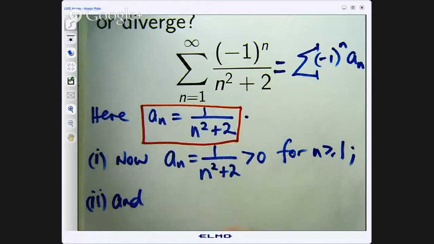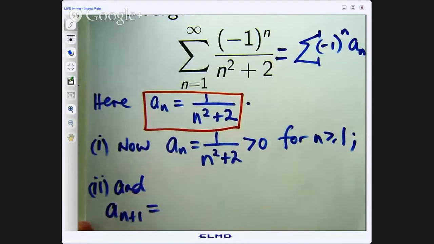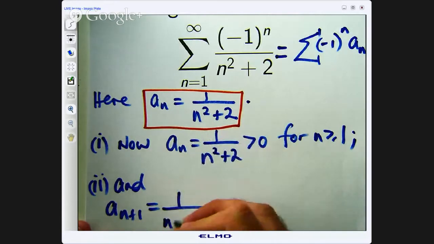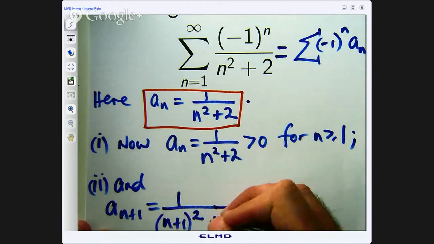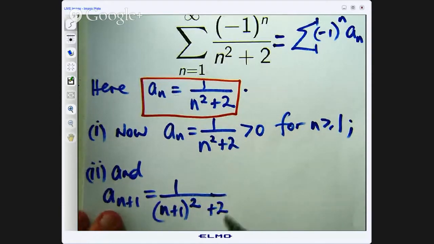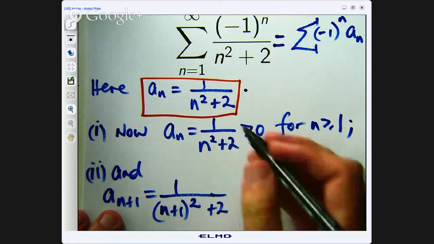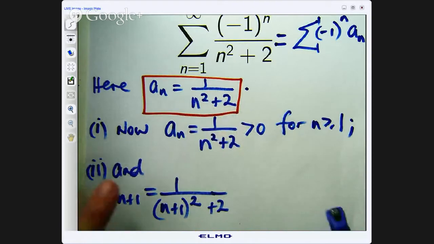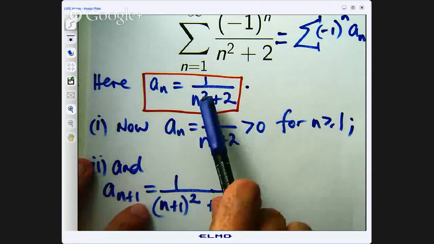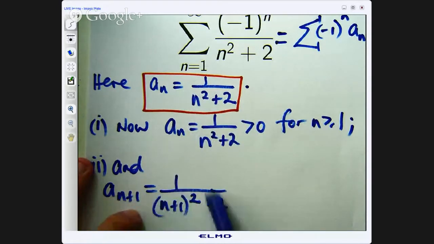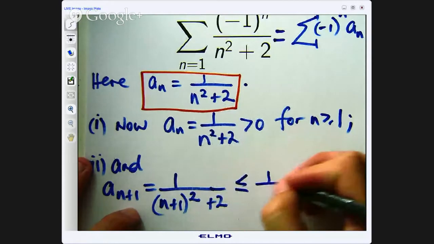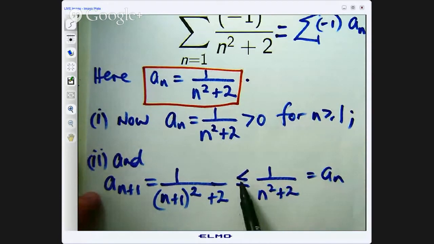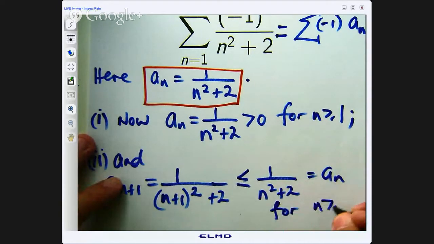So let's write that out. Now you can do this by induction if you like, but all we're going to do is basically replace n with n plus 1 in brackets in here. And now we want this to be less than or equal to a sub n. Now a sub n is that, so the question is, is this less than or equal to that for, say, n greater than or equal to 1, or n large enough? And the answer is yes, because n plus 1 squared is going to be greater than n squared, and that's in the denominator. So this thing is going to be less than or equal to that thing. So a sub n plus 1 is less than or equal to a sub n for all n greater than or equal to 1.